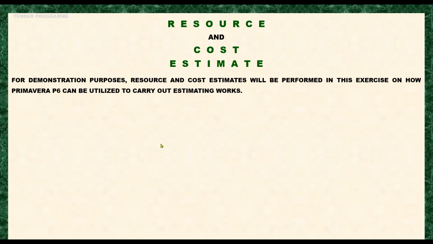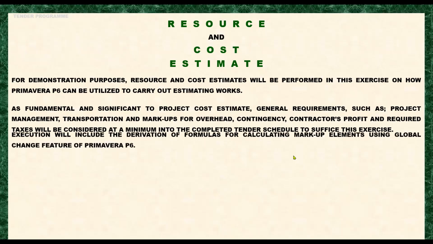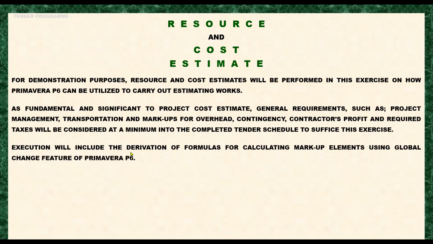Next, as fundamental and significant to project cost estimate, general requirements such as project management, transportation and markups for overhead, contingency, contractor's profit, and required taxes will be considered at a minimum into the completed tender schedule to suffice this exercise. Next. The execution will include the derivation of formulas for calculating markup elements using the global change feature of Primavera P6.